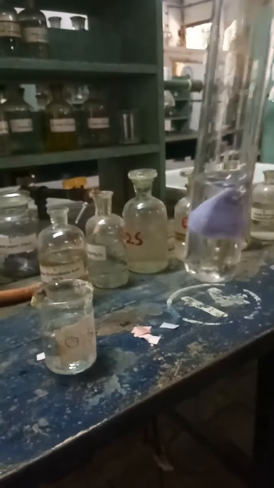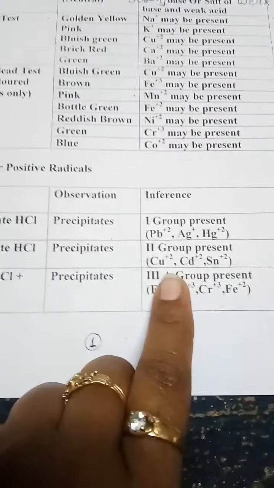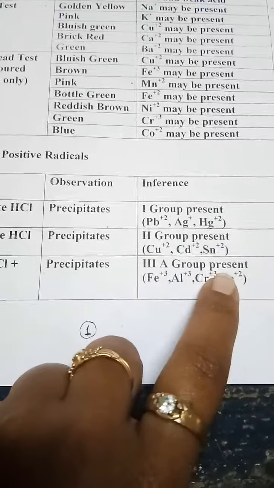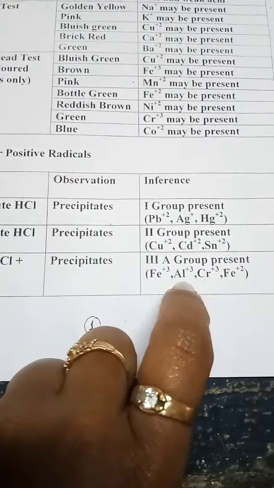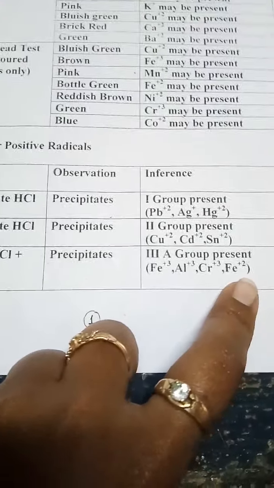After alkaline, you are not getting any precipitates. So in your observation you have to write down no precipitates. Group 3A absent. Fe plus 3, Al plus 3, Cr plus 3, Fe plus 2 are absent.